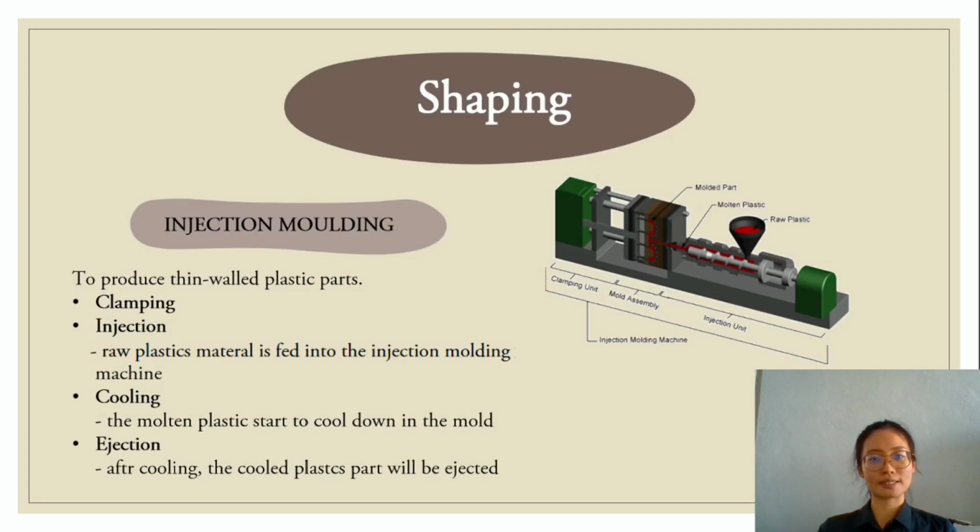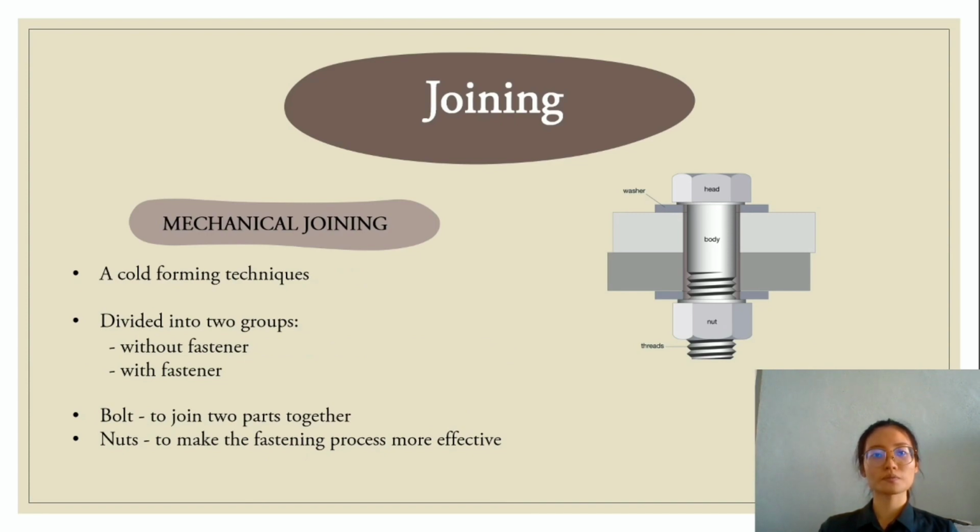For shaping the plastics, injection molding is used to produce the plastic parts. There are a total of 4 stages, which are clamping, injection, cooling, and ejection. The raw plastic material is fed into the injection molding machine. Then the molded plastic parts start to cool down in the mold. After cooling, the cooled plastic parts will be ejected.